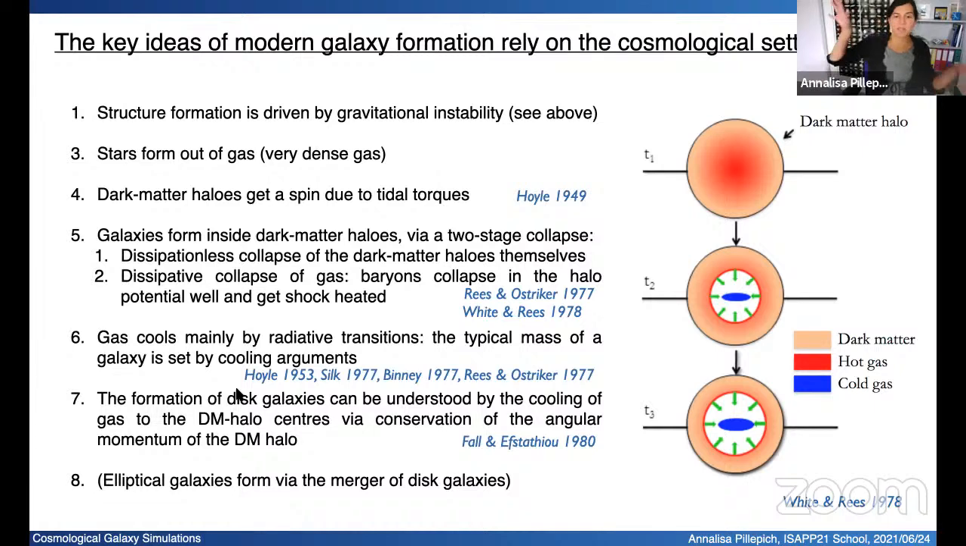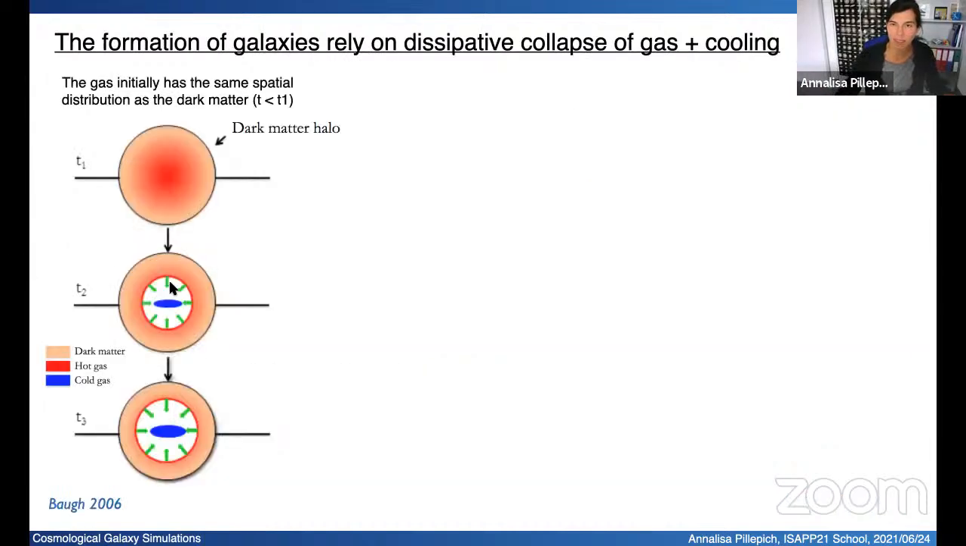We think that the formation of these galaxies can be understood because of the cooling of gas to the dark matter halo centers via conservation of the angular momentum of the dark matter halos upon collapsing. And elliptical galaxies form in the very simple scenario, simply via merger of these galaxies. All right. This is the picture that came up in the 70s purely from theoretical and analytical thinking. And the key point of all this picture is the cooling.